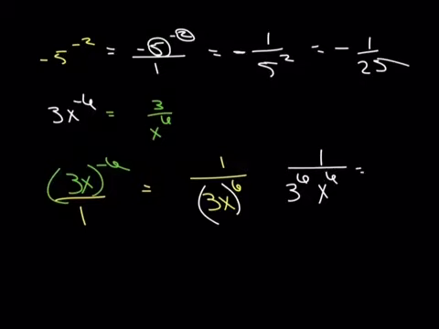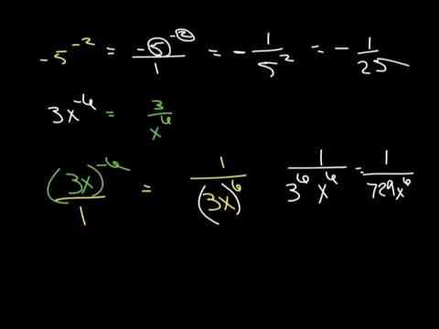And 3 to the 6th power is 729. Can't do anything with that x, so it stays x to the 6th. So see what happens? If it's in parentheses, that 3 is put to the 6th power and the x is put to the 6th power.